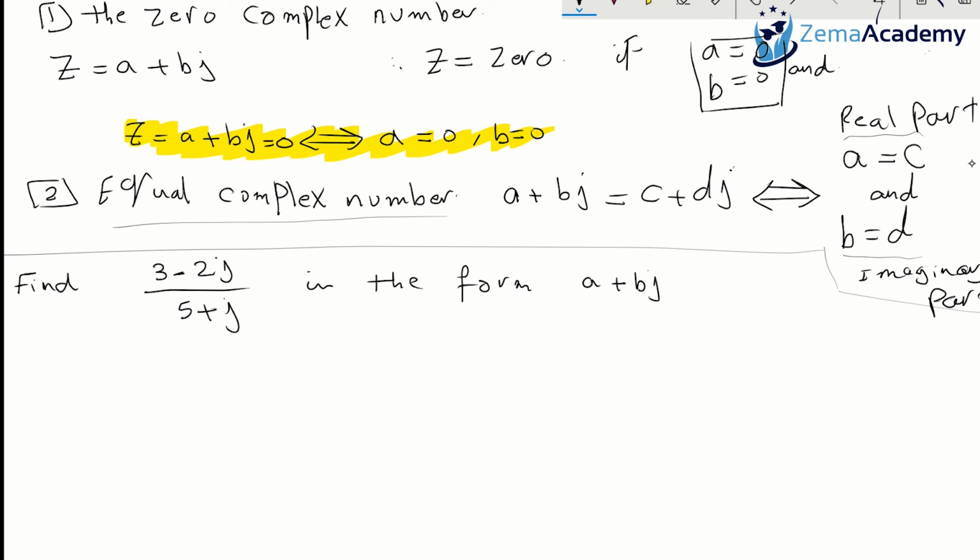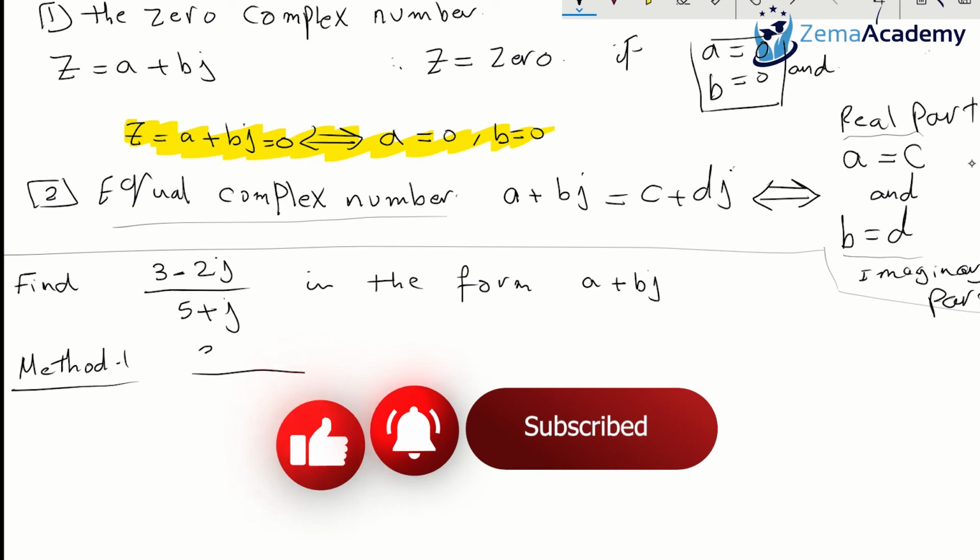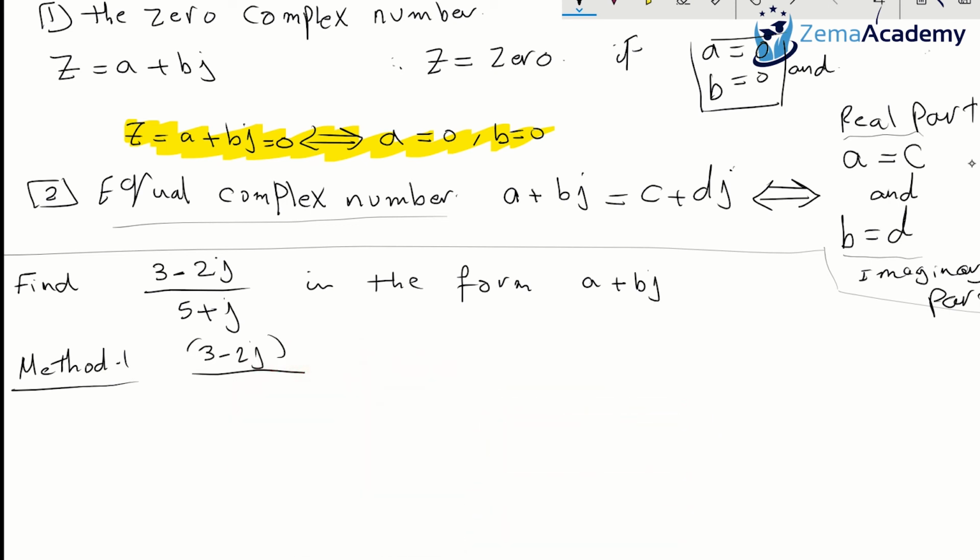Do you remember what we have to do? We multiply. This is the first method. We multiply numerator and denominator by the conjugate of the denominator, correct? So what we said, (3 minus 2j) over (5 plus j). I will multiply numerator and denominator by the conjugate of the denominator, 5 minus j, because the conjugates are 5 plus j and 5 minus j.